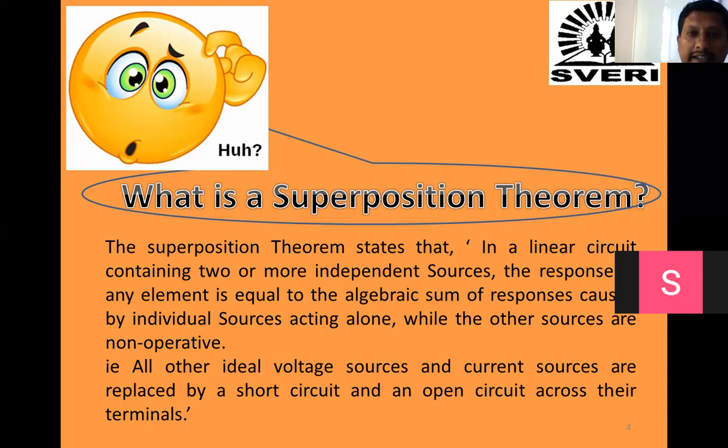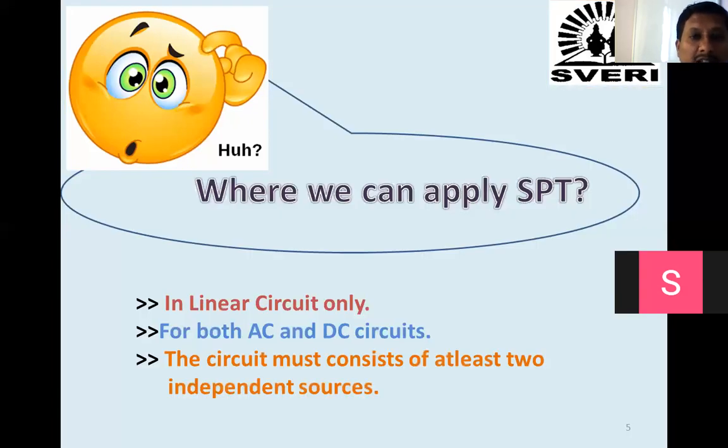So we can continue the next part of this theorem today: where we can apply the superposition theorem. We can apply it in a circuit which follows the following conditions. It should be a linear circuit. Already I told you, if it consists of only linear elements, then we can apply the superposition theorem. Suppose the circuit consists of diodes or transistors, we cannot apply the superposition theorem. It is applicable only for linear circuits. Next, it should consist of either AC or DC or both. Whatever the type of sources, it can be AC or DC.